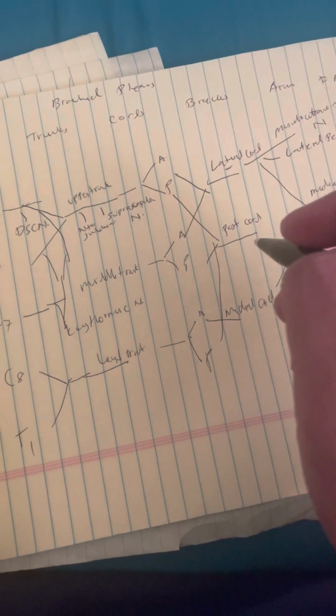And for the posterior cord, it's straightforward. The posterior cord will go straight to form the radial nerve. Posterior cord, radial nerve. Then the medial cord here will form the ulnar nerve. Okay, so the ulnar nerve branches to the deep palmar branch of the ulnar nerve, right?